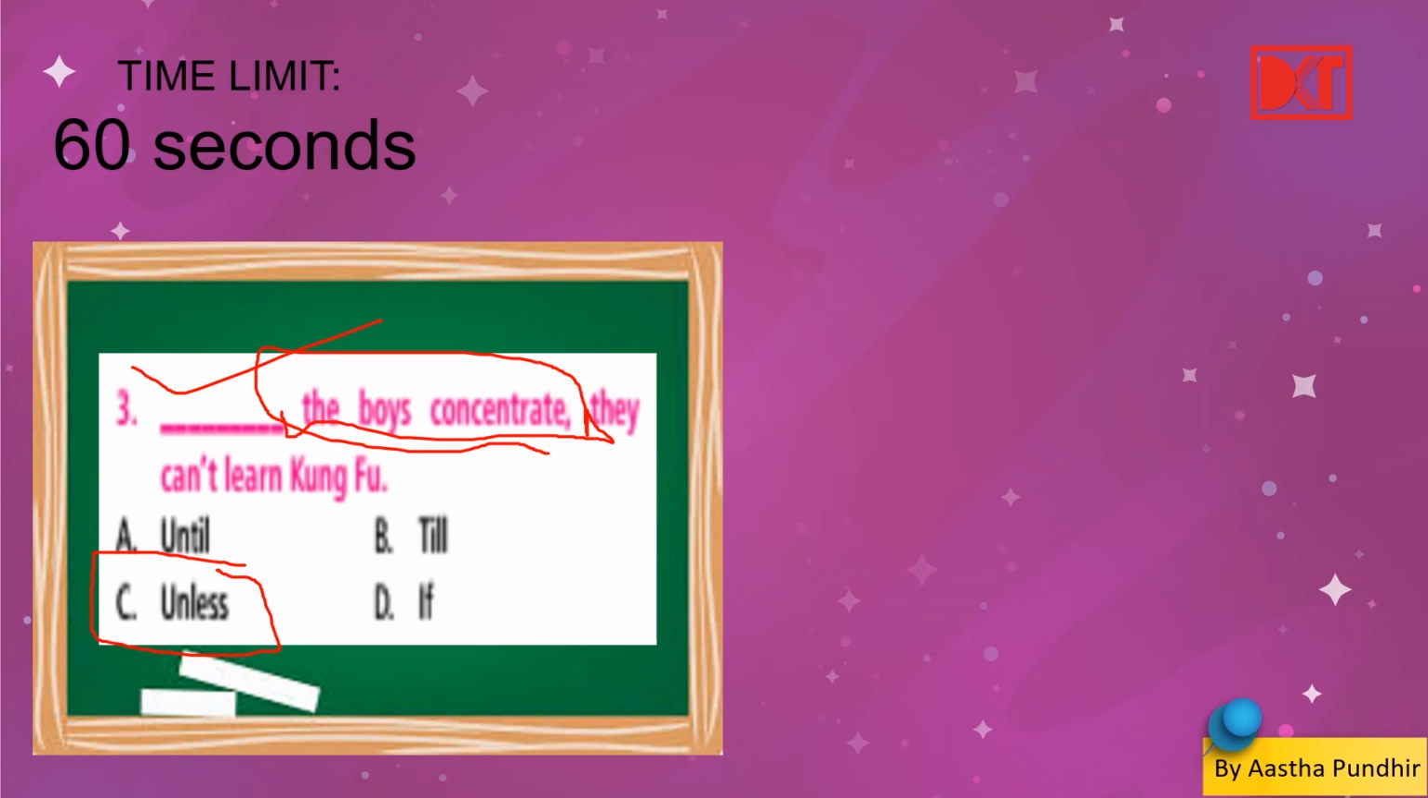Alright. Then we have until and till. Both of them are used when they are used as conjunctions of time. Then we have if. If is also used for condition, but it doesn't suit in this question. Okay.